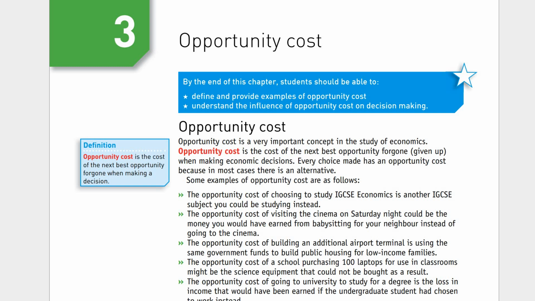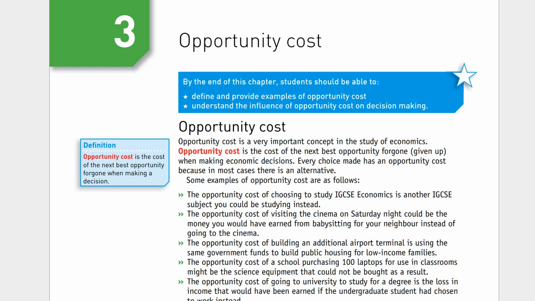Hi, welcome to today's lesson where we're going to cover chapter number 3 of GCSE and IGCSE economics, opportunity cost. Now, first of all, we're going to go through what you're expected to learn through this chapter. This includes the definition and examples of opportunity cost, along with understanding what it means and influences individual firms and other bodies in their decision making.